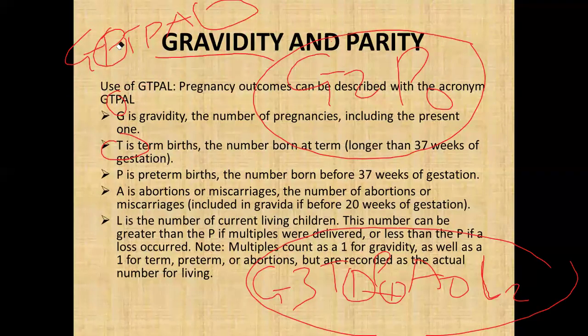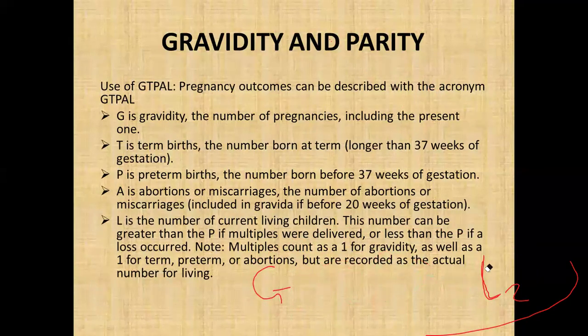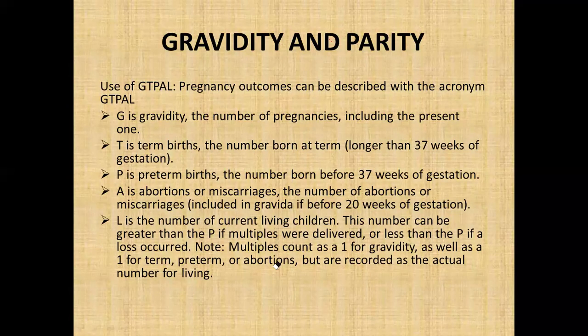Because the G is three, and the total number of living children is two, it means that she's currently pregnant. Yes, she's currently pregnant. That is why the G is 3. Okay.